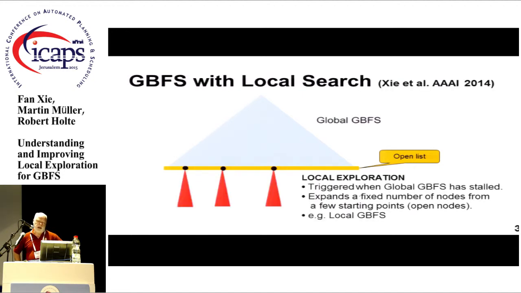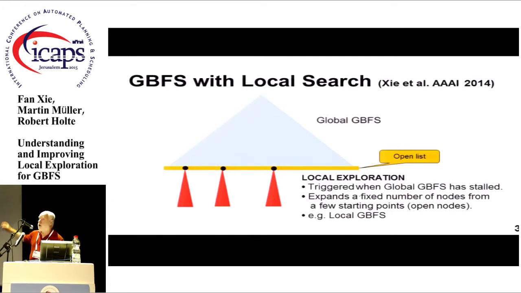We had a paper last year at AAAI 2014 that extended greedy best first search in a simple way, which is depicted here by the red triangles. Every now and then the GBFS looks like it's stalled, and we would detect that and do what we call a local search from points that were somewhat arbitrarily chosen from the open list. We just do a little exploration forward from those points, hoping we can unstall the GBFS.